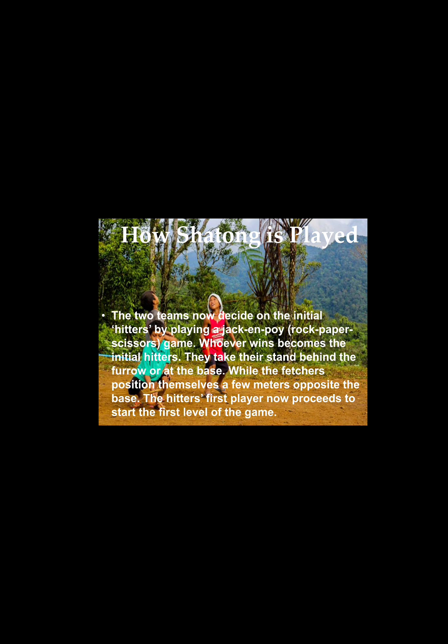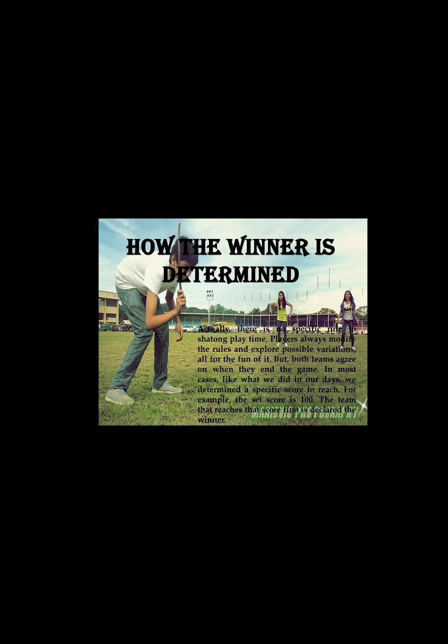How Shatong is played. The 2 teams now decide on initial hitters by playing jack en poy, or rock, paper, scissors. Whoever wins become the initial hitters. They take their stand behind the furrow or at the base, while the pitchers position themselves a few meters opposite the base. The first hitter now proceeds to start the first level of the game.